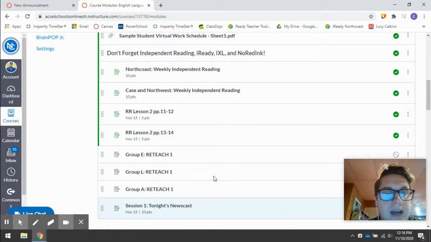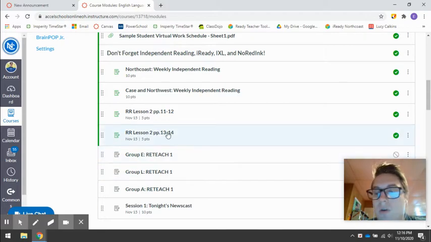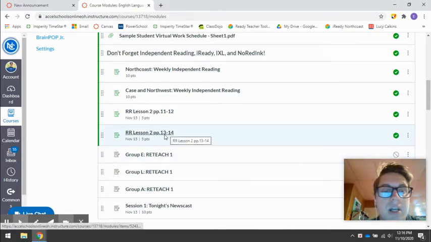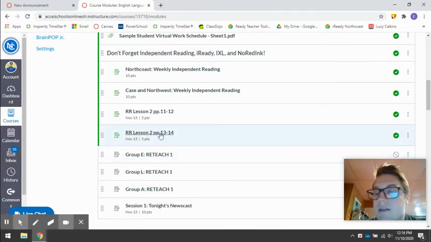Okay, guys, so this is the second assignment for Ready Reading that we were going over. It's pages 13 to 14, lesson 2. So go ahead and click on that or open that up in your Ready Reading book, and we will talk about those pages. Okay?